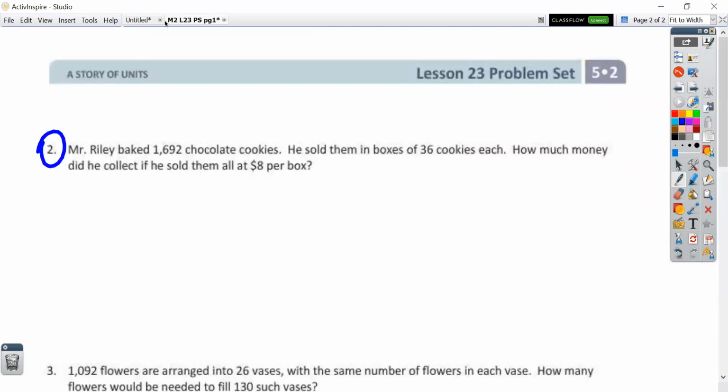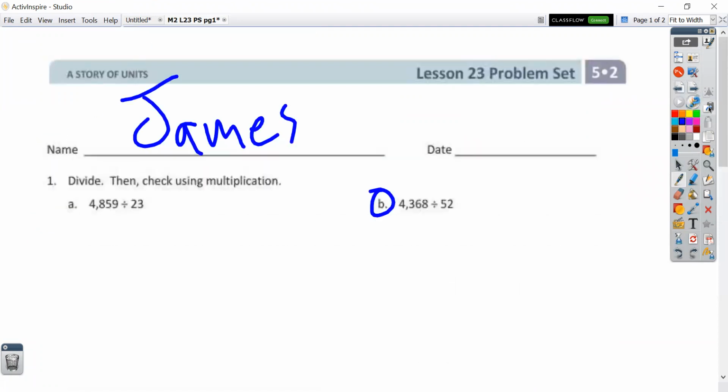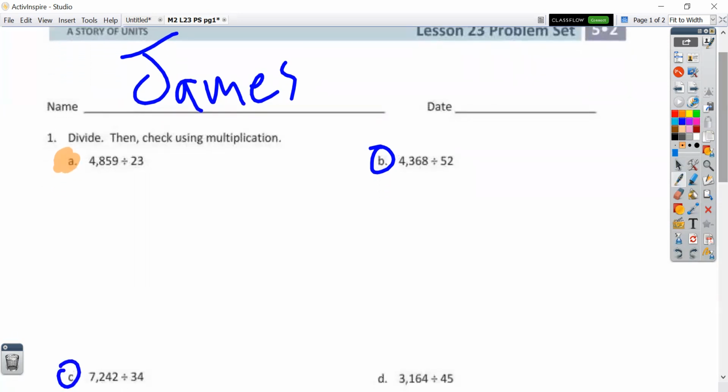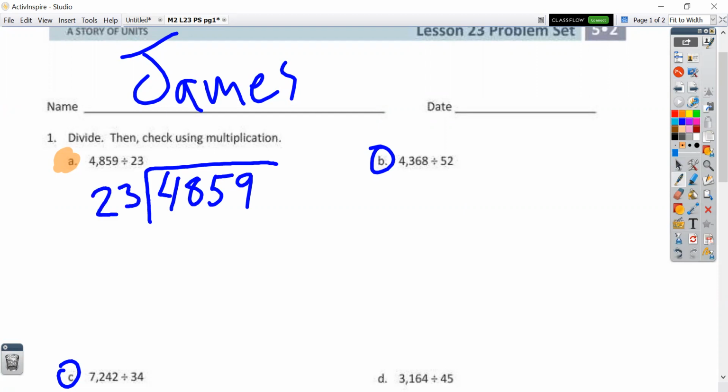So, all right. I'm going to do A with you though. You're going to do three standard algorithm division problems on your own, and then 2 word problems for today's problem set. All right, let's go ahead and set this expression up as standard algorithm. Put the dividend inside the den, and 23 on the outside, the divisor on the outside.